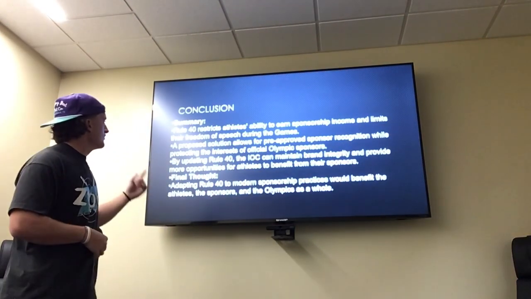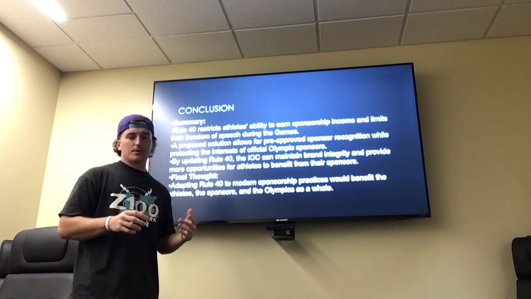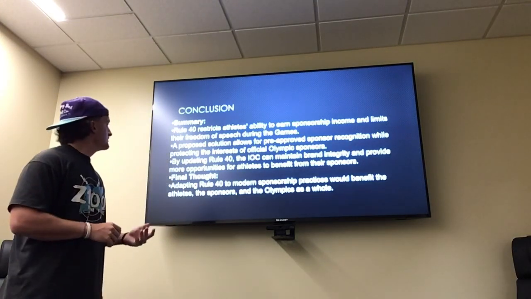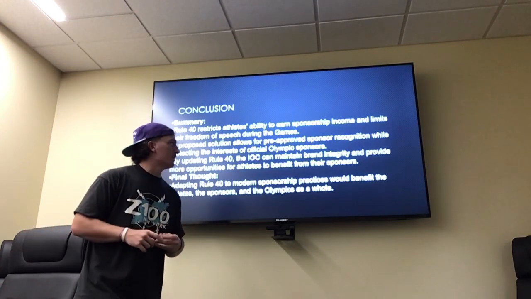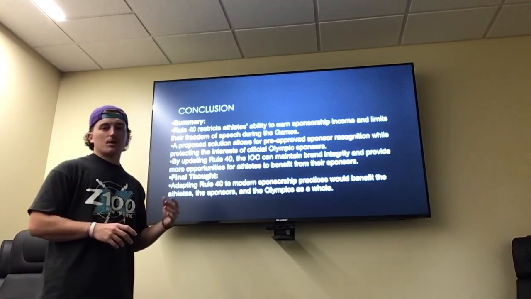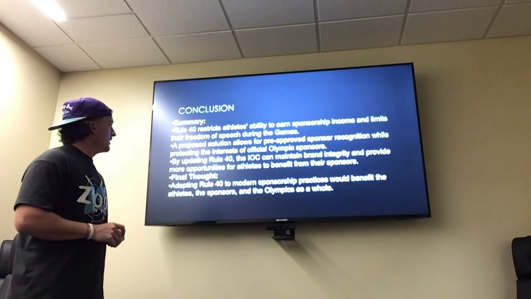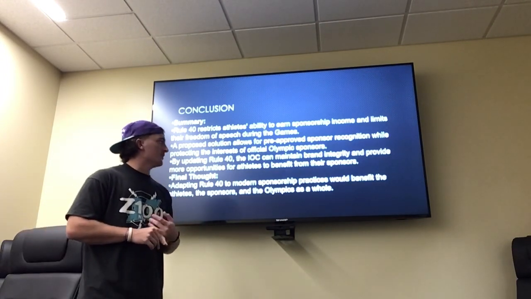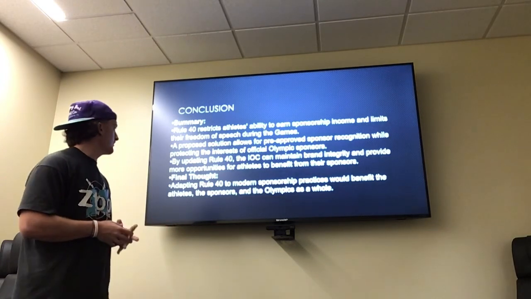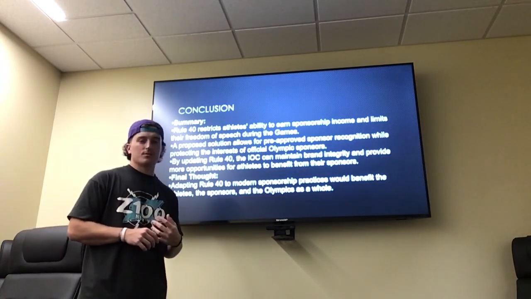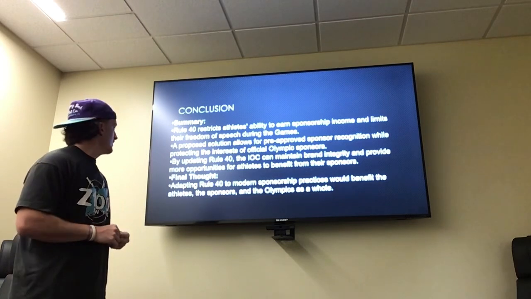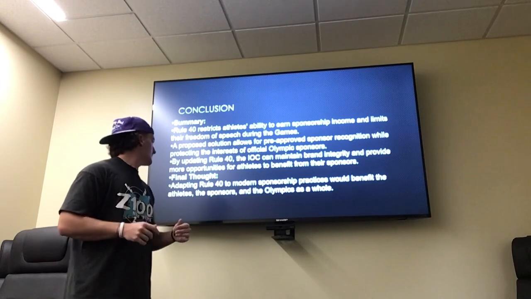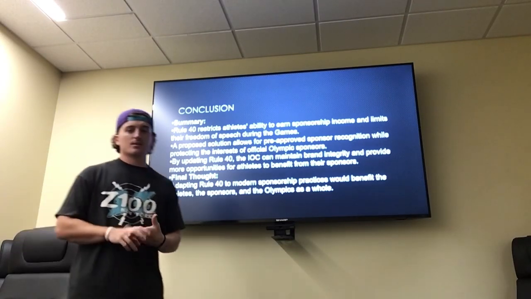In conclusion, Rule 40 restricts the athlete's ability to earn sponsorship income and limits their freedom of speech during the Olympics. A proposed solution allows pre-approved sponsorship recognition while still following Rule 40 and protecting the official Olympic sponsorships. By updating Rule 40, the IOC can maintain brand integrity and provide more opportunities for athletes to benefit from their sponsors directly. My final thought is adapting Rule 40 to modernize sponsorship practices would benefit the athletes, the sponsors, and the Olympics as a whole.